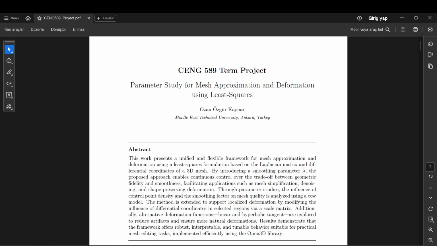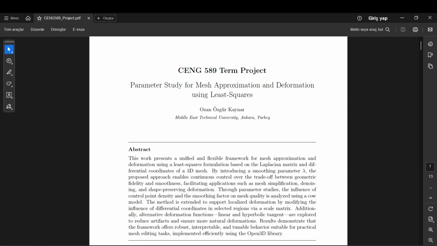I'm Ozan Özgür Kaynar. In this demo, I will present my implementation for my project, parameter study for mesh approximation and deformation using least squares. I will go through each feature by describing the methodology with related equations, showing the responsible code segments, and demonstrating the output. In this project, I used an SDK called Open3D, which is an open source Python library for 3D data processing and visualization.